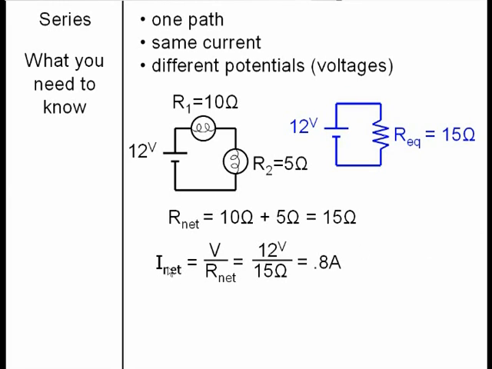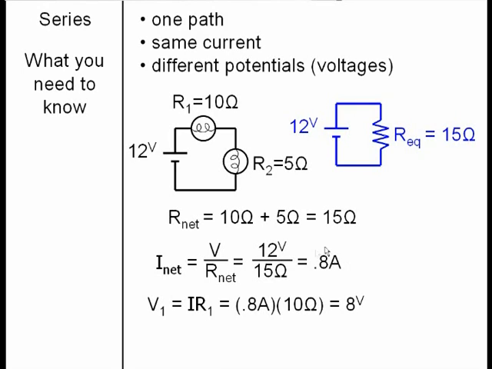Once we have our net resistance, we can calculate our potentials. We said it has a different potential for each of the components. The battery is creating the potential. It creates 12 volts, and each one of these light bulbs is going to use up some of the 12 volts. So we can calculate this by using Ohm's law of V equals I times R.